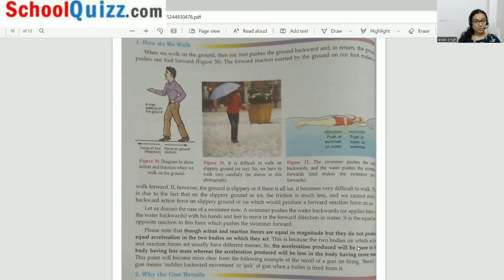The acceleration produced will be more in the body having less mass, that you know, because F equals ma. Mass will be less, acceleration will be more. Acceleration will be less when the mass will be more. So they are inversely proportional to each other. Now, the next question arises, why does the gun recoil? That we will discuss later in the next class.